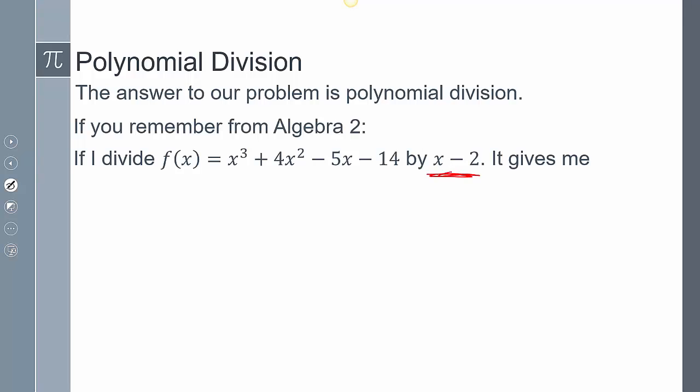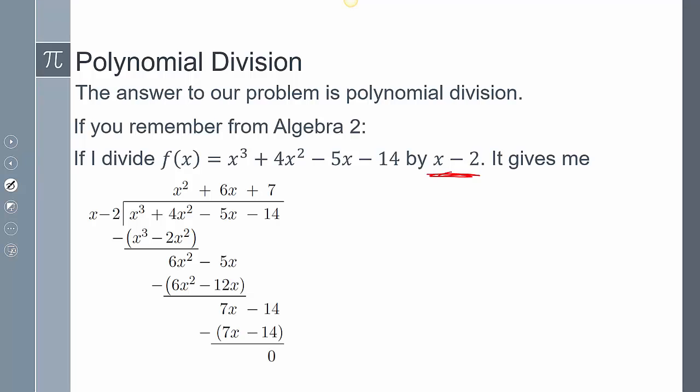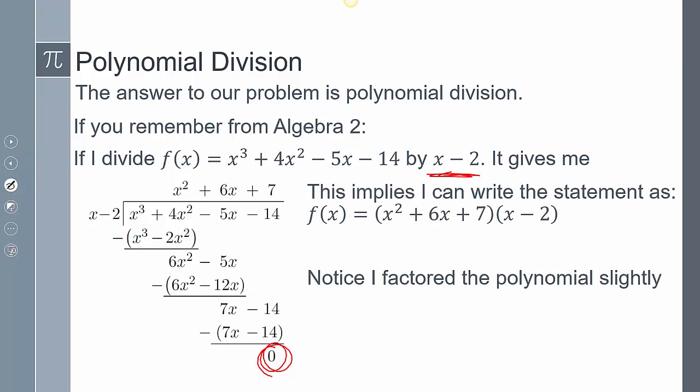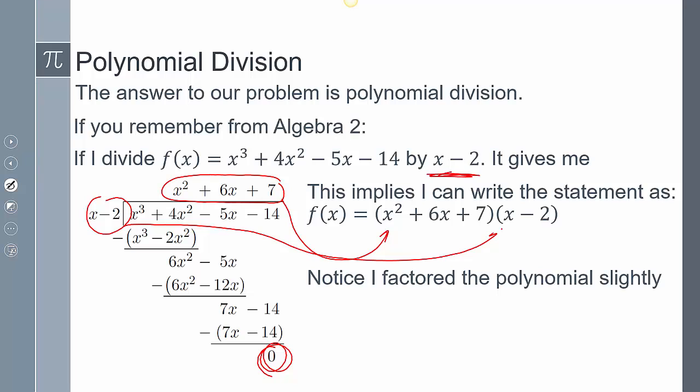Now if you remember from Algebra 2, if I divide this function by, let's just say, x minus 2, this is the work that it shows. I'm going to go through that very shortly. But essentially, because my remainder is 0 here, I know it divides into it evenly. And so I could take this piece, write it here, and this piece, write it here, and write it out as a series of factors. And so dividing it by x minus 2, I get this statement here.